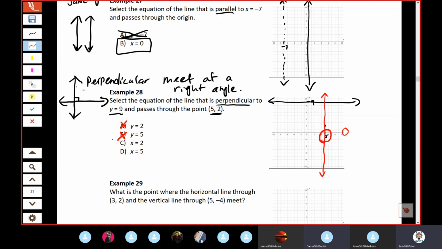X equals 5. X is obviously always equal to 5 here. This is y. Y is 2. So be careful with that, and voila.